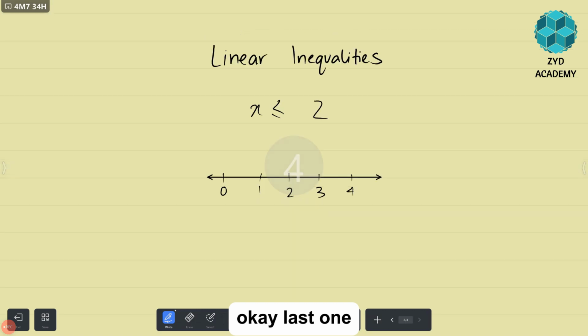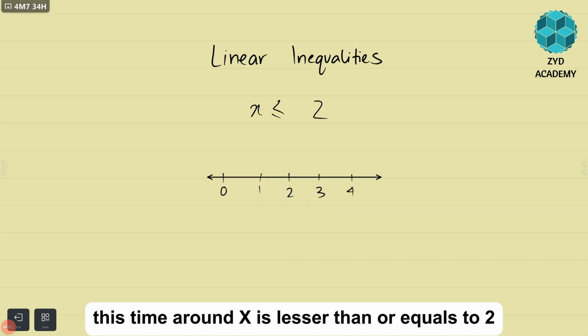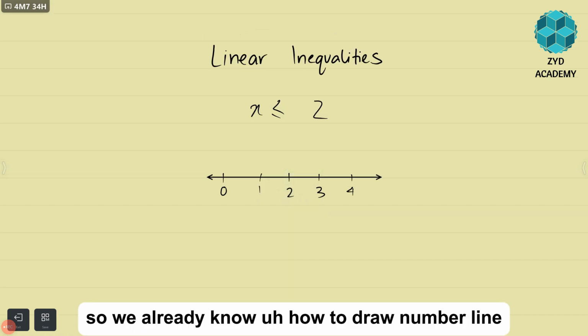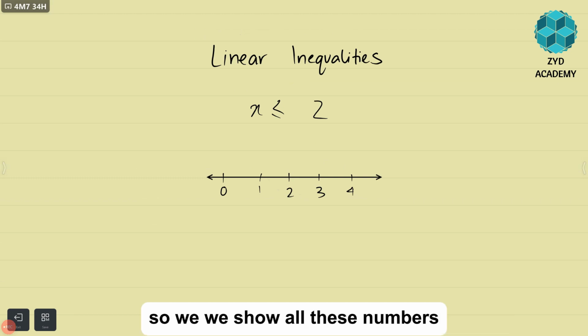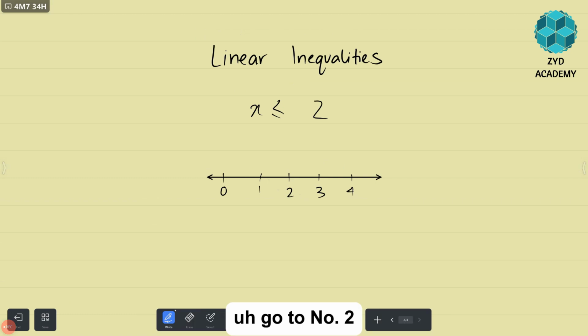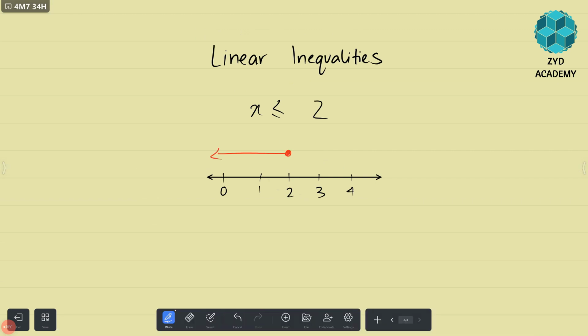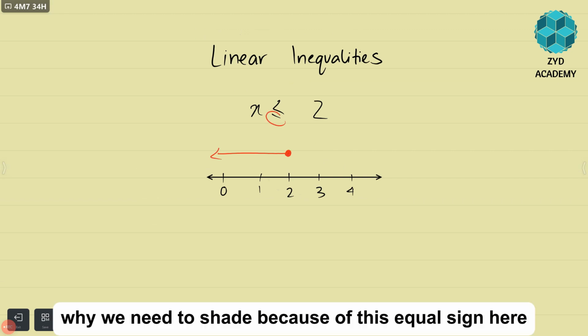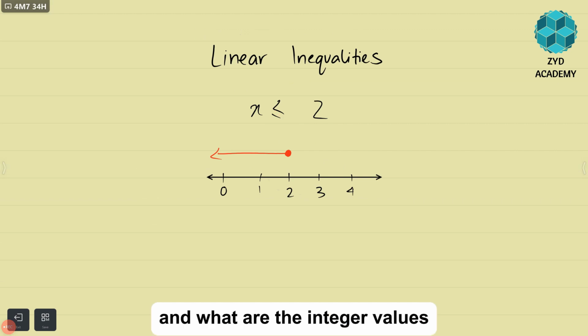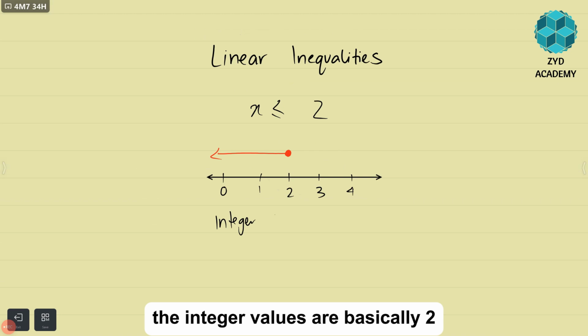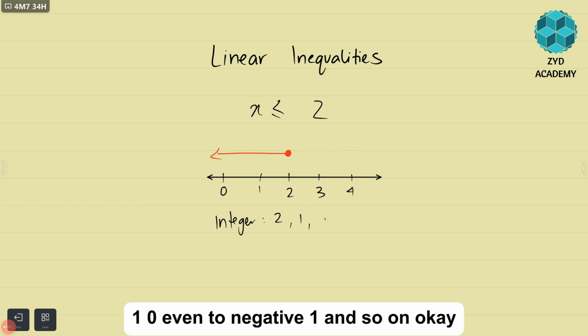Last one. This time around, x is lesser than or equal to 2. We already know how to draw a number line, right? So we show all these numbers, go to number 2, draw our circle, and lesser than means to the left side. We need to shade. Why do we need to shade? Because of this equal sign here. And what are the integer values? The integer values are basically 2, 1, 0, even to negative 1, and so on.